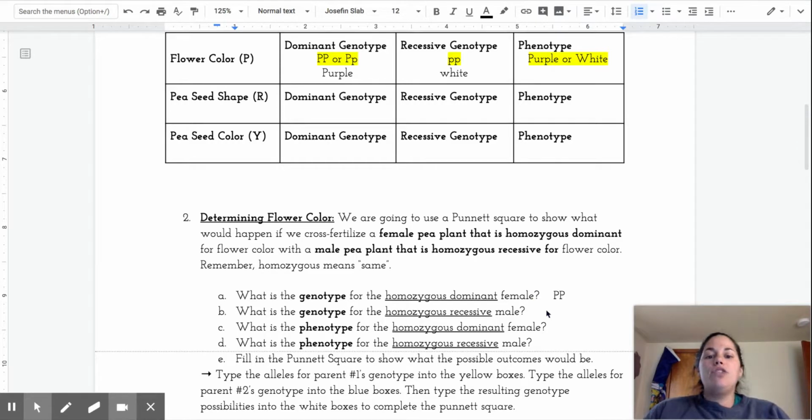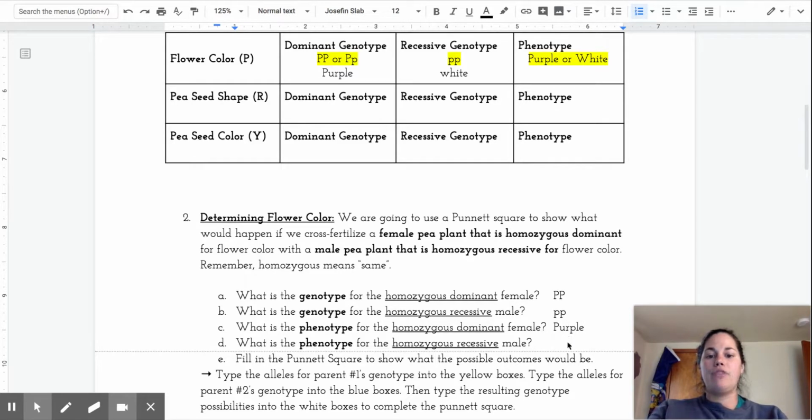And then the genotype for the homozygous recessive male, if we look back at our table, recessive would be the two lowercase p's, and homozygous means same, so they're both lowercase. So our genotype would end up being two lowercase p's. Now, if we're talking about phenotype, if we have two uppercase P's, it's dominant for color, so they would be purple in color.